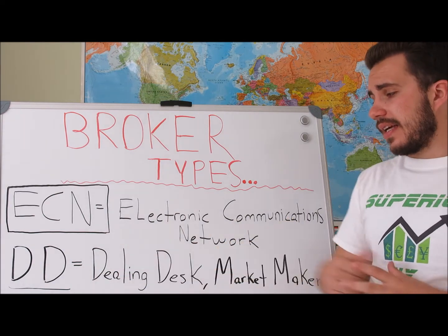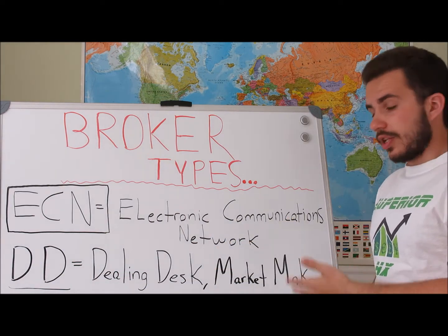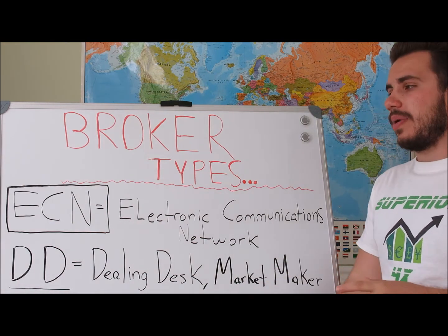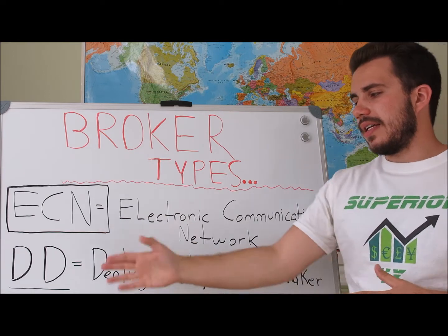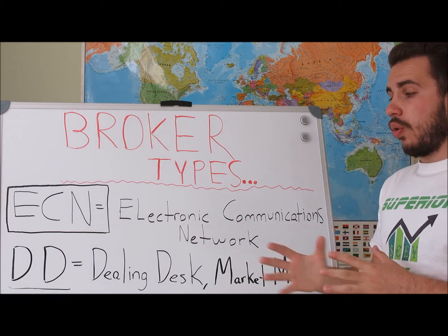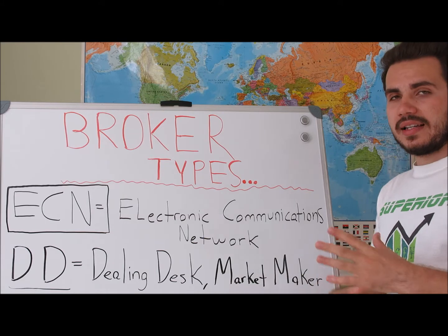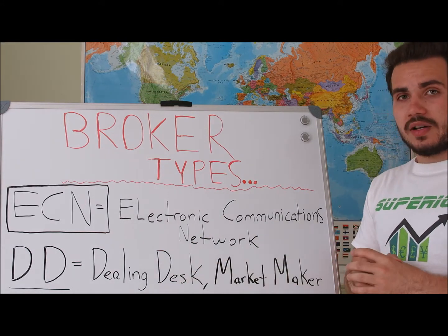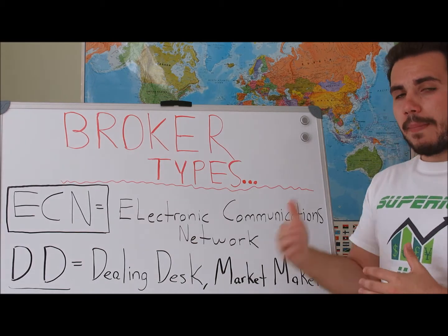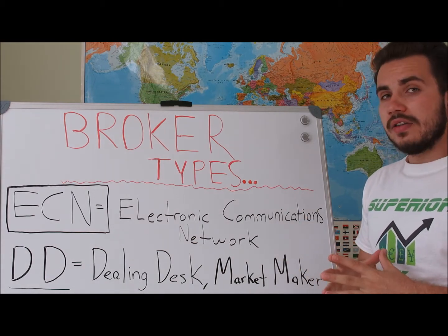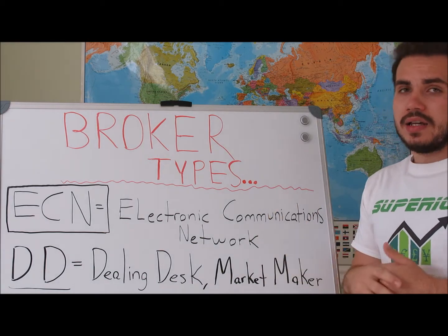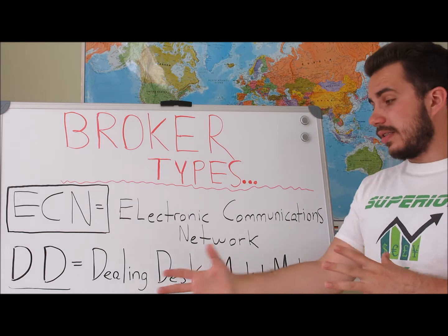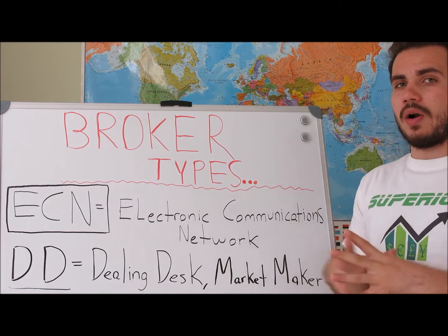A dealing desk broker is essentially a market maker broker. One of the key differences between an ECN broker and a dealing desk broker is that your trade is not executed into the interbank market. Instead, the dealing desk broker takes the opposing side of your trade. So if you were to buy, he would be selling at the same time. That's just how the dealing desk market maker business model works.